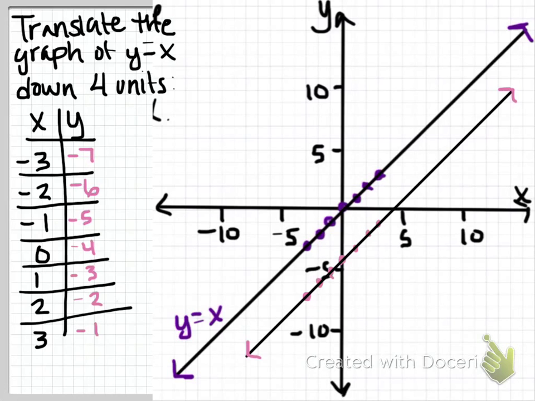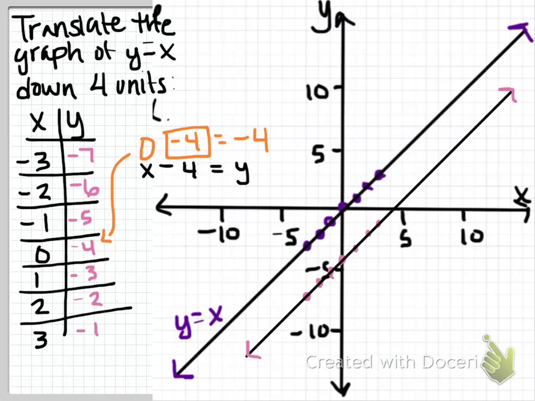But I really want to stop and focus at 0, -4. What's happening to the x value to get the y value? So 0 minus 4 equals -4. Now, 0 represents x and -4 represents y. So instead of writing 0, -4, I'm going to write x and y in the appropriate places. So now I have an equation. x minus 4 equals y. And that should happen no matter what.